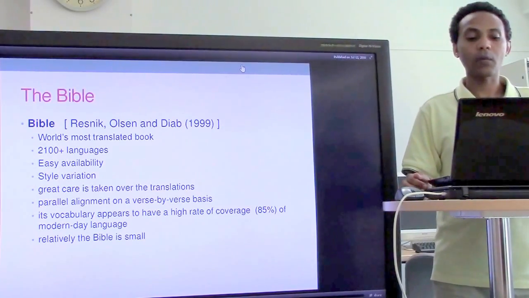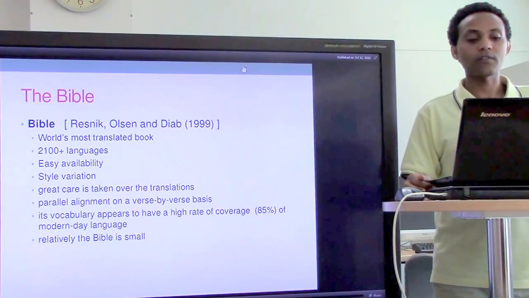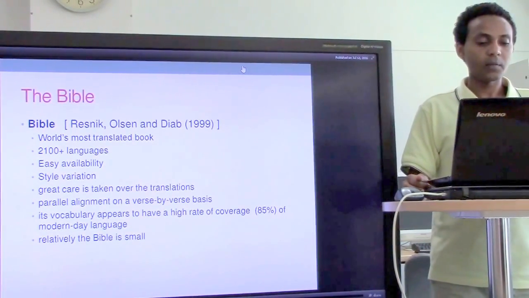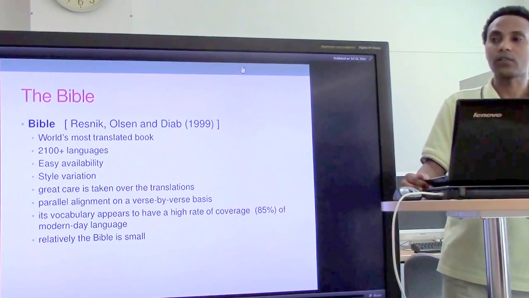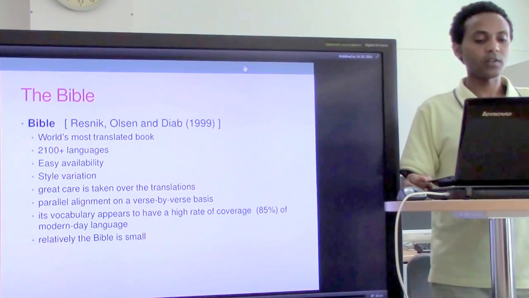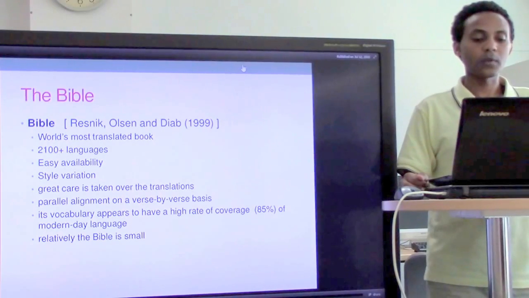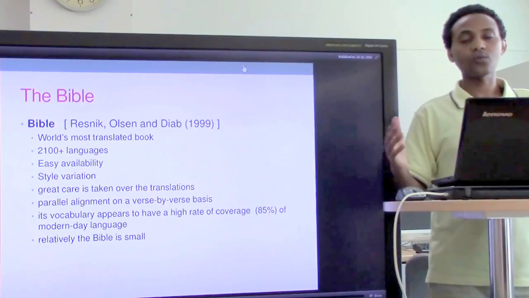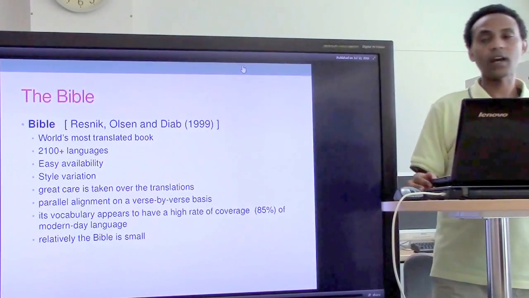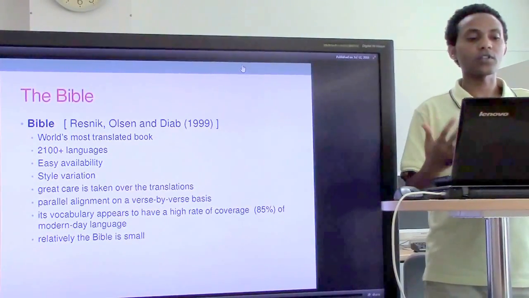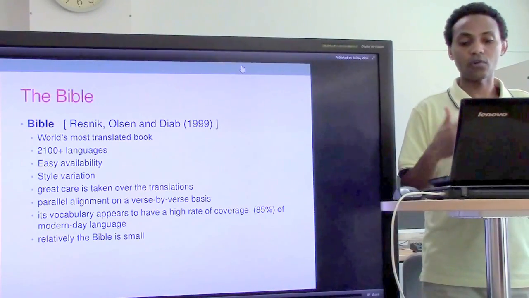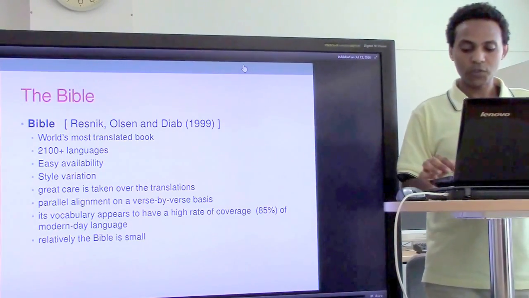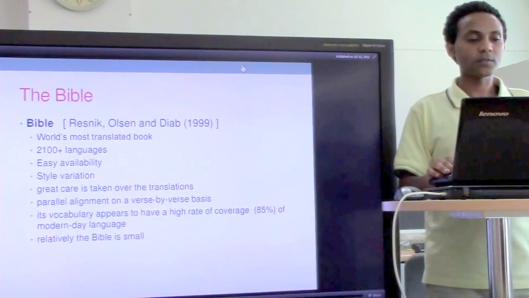They showed that its vocabulary appears to have a high rate of coverage of modern language, so it's not completely archaic. But the Bible is relatively small compared to other huge corpora that we have nowadays. Even though it's small, it falls within the range of acceptable size for research, because there are also other studies which have a similar size to the Bible, or more or less the size of corpora when compared to the Bible. So these are some of the analyses which were made by previous research.